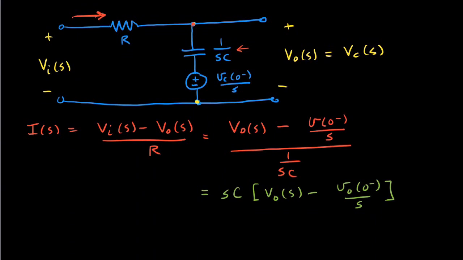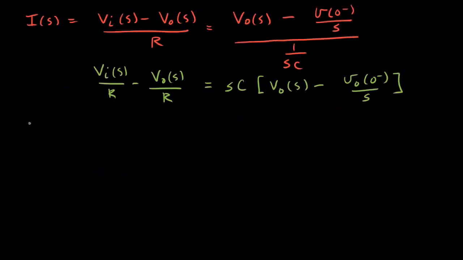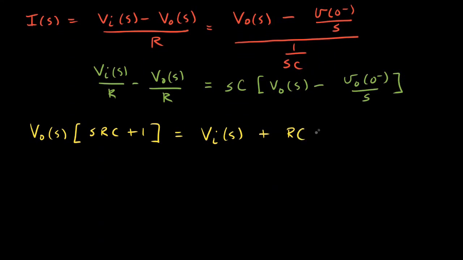And then on the left-hand side, if I want, I can go ahead and just break that up to start moving things around. So that would be VI of S over R minus V out of S divided by R. Right, so I have an equation that I can deal with. Now I'm going to rearrange and collect terms, and so that'll end up looking like V out of S onto SRC plus 1 equals VI of S, plus RC times V out of 0 minus.